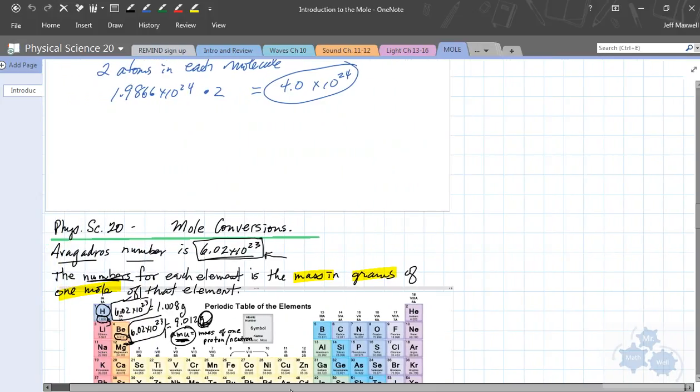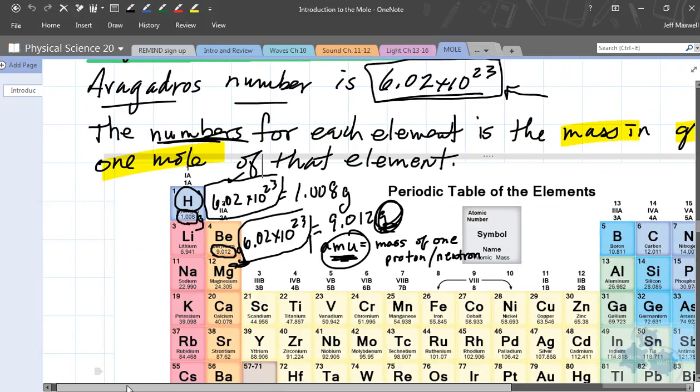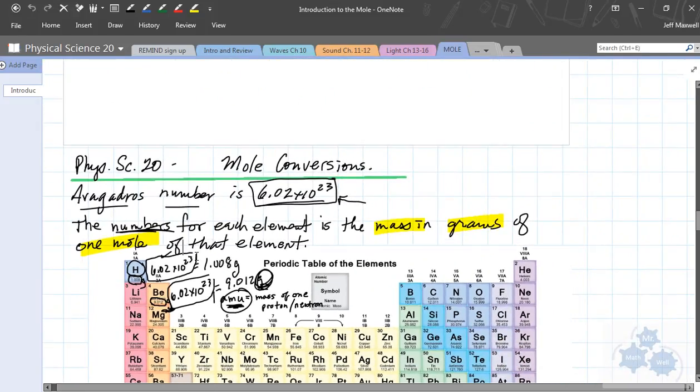Sorry, my notes are a little crazy on me. I'm not sure why we're doing that. But anyways, Avogadro's number, that's it, and that's where it comes from.